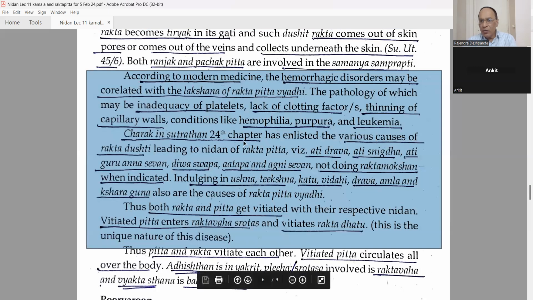According to modern medicine, hemorrhagic disorders may be correlated with the Lakshana of Raktapitta Vyadhi. So, any hemorrhagic diseases. Pathology, according to modern science: inadequacy, that means platelet count is always low. Then lack of clotting factors. You know the 13 clotting factors.